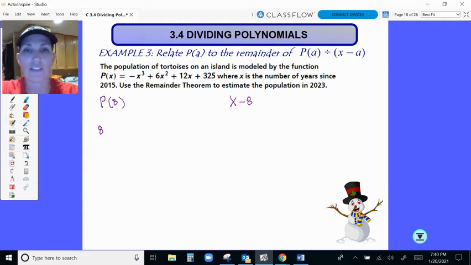So notice that that's kind of the same thing. I'm not going to change the sign of 8 because it's the same thing as x minus 8. So I'm still dividing by positive 8. So I'm going to divide by 8. I'm going to put that into -1, 6, 12, and 325.